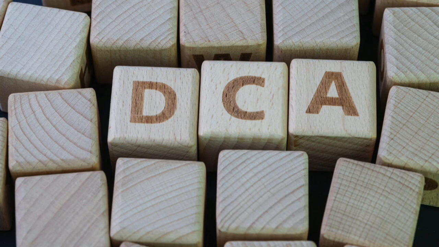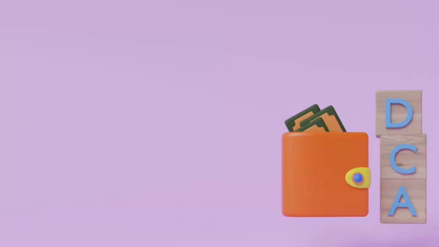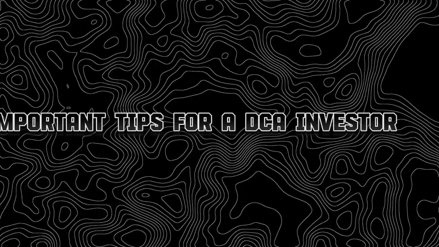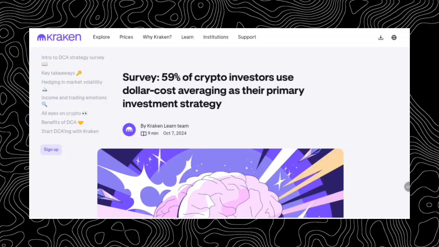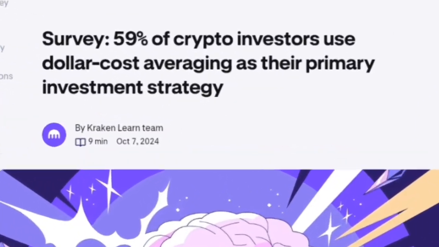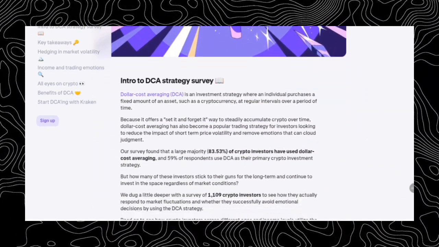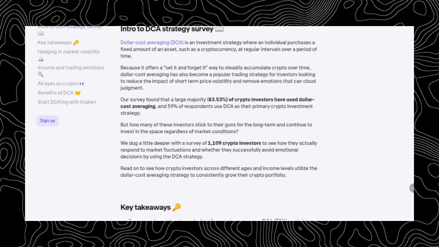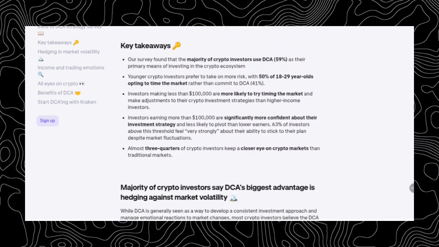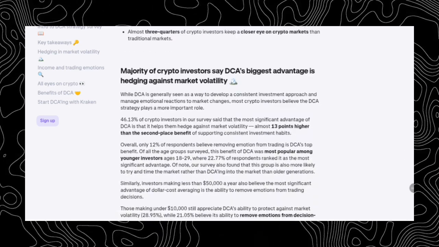DCA is one of the most popular strategies in crypto investing. There are many ways to go about it and many ways not to. And these are going to be the tips that will help you. In a survey held by Kraken, October 7, 2024, it was discovered that 59% of crypto investors use DCA as a primary investment strategy. While this doesn't account for every crypto user, it does show that it is a popular and effective crypto strategy if used right.